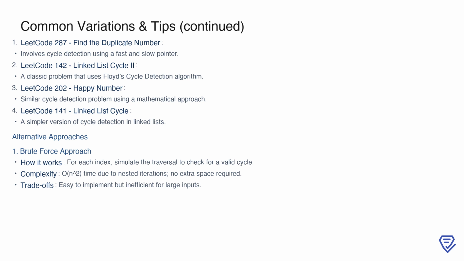Additionally, let's consider an alternative approach to solving Circular Array Loop, the brute force method. Here, you simulate the traversal of the array from each index to check for valid cycles. While this method is simple to implement and requires no extra space, it's highly inefficient for large inputs, as its time complexity is O(n squared). This makes it less suitable for scenarios with strict performance requirements.